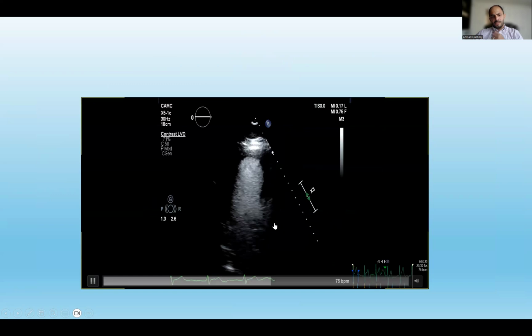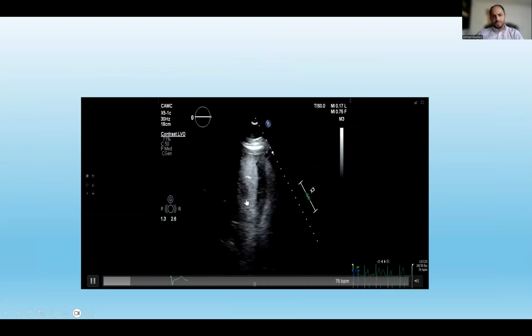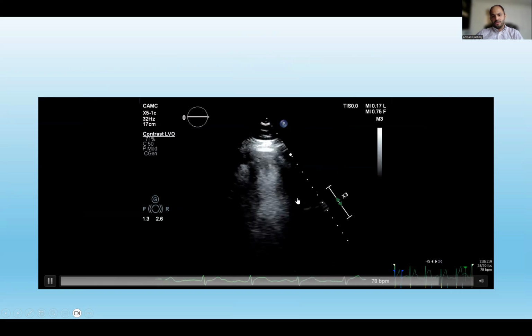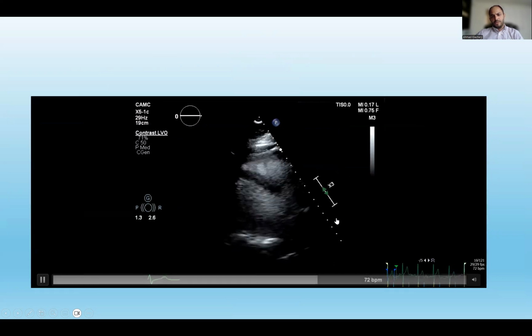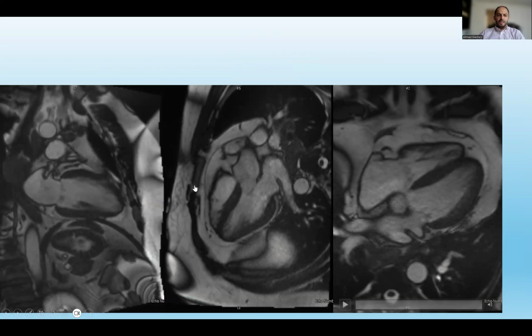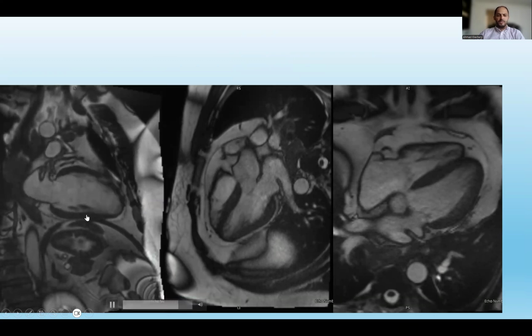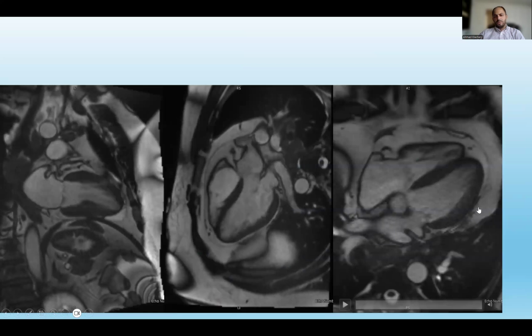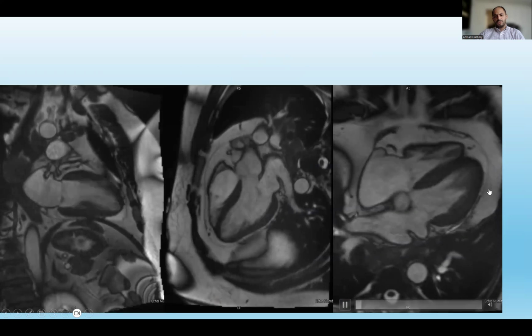This is contrast echo, which shows normal wall motion. This is the four chamber view, again normal wall motion. Parasternal long axis view with contrast this time, again normal wall motion. So the patient was sent for CMR to further investigate this mass: 2 chamber views, anterior and inferior wall, and 3 chamber views. Again normal wall motion, 4 chamber view, normal wall motion.